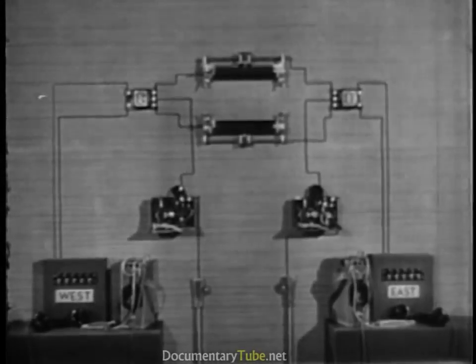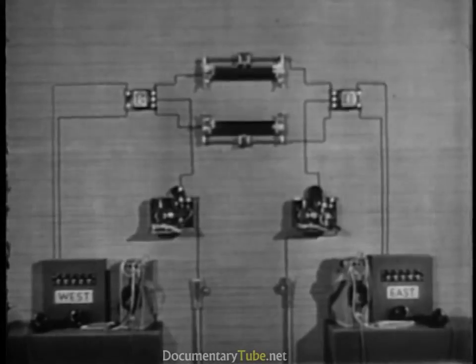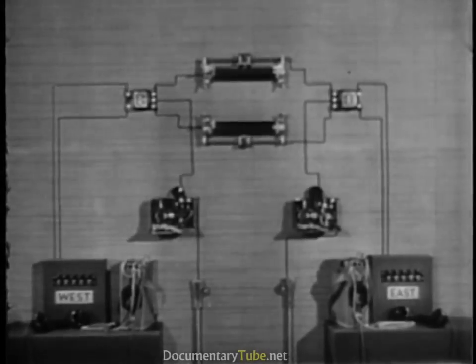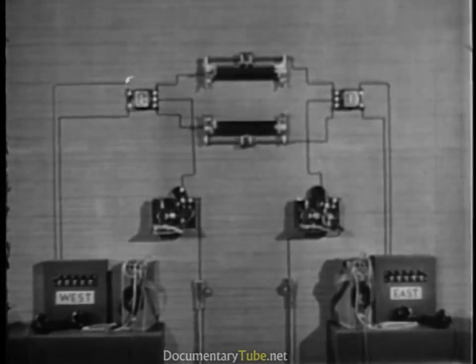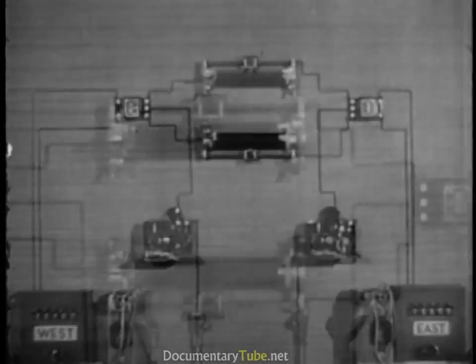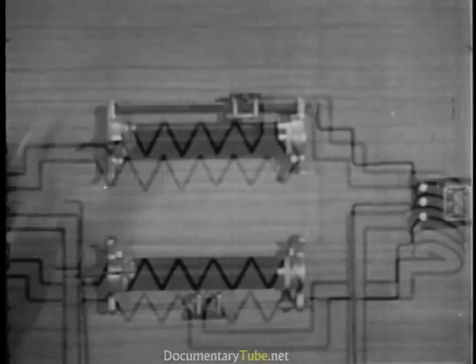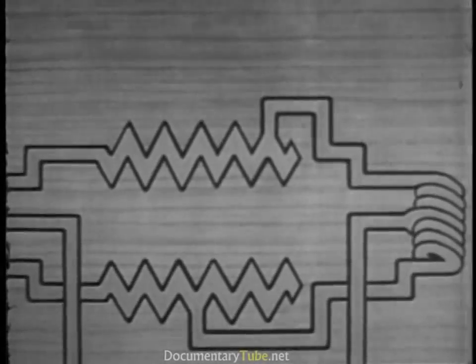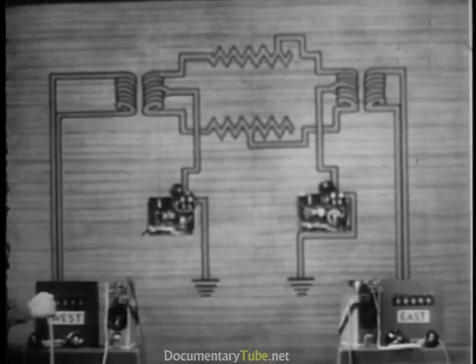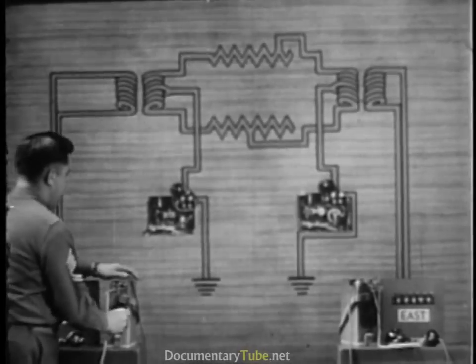Here is our circuit restored to normal. The resistances of the 2 line wires are equal. The circuit is balanced. But sometimes the resistance of one wire is greater than that of the other. A bad splice in one wire can cause this. Now, the circuit is unbalanced.